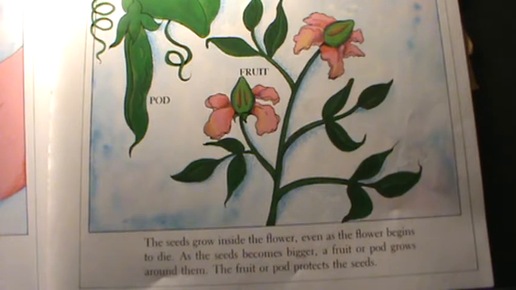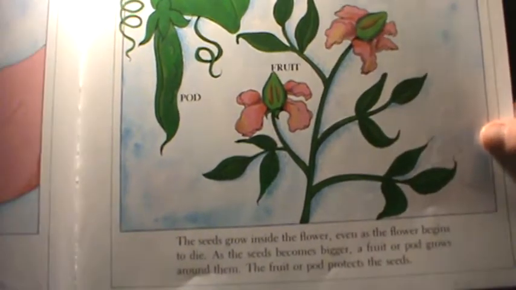The seeds grow inside the flower even as the flower begins to die. As the seed becomes bigger, a fruit or pod grows around them. The fruit or pod protects the seed.